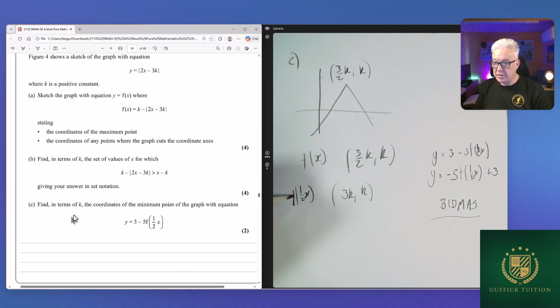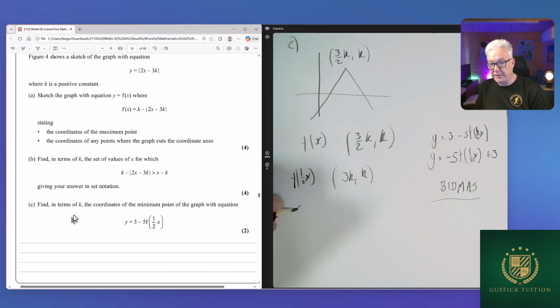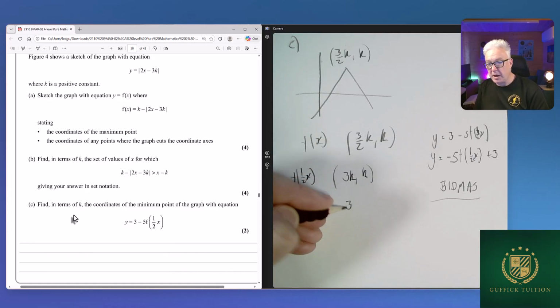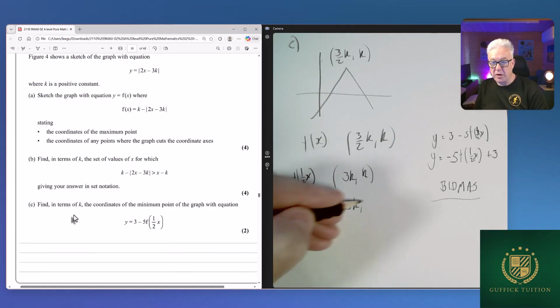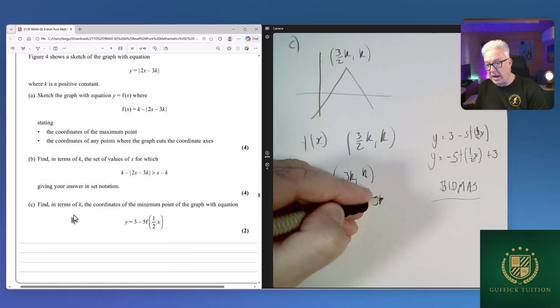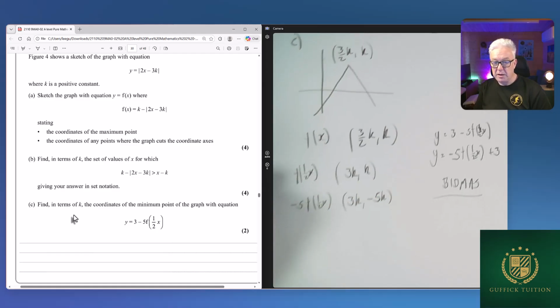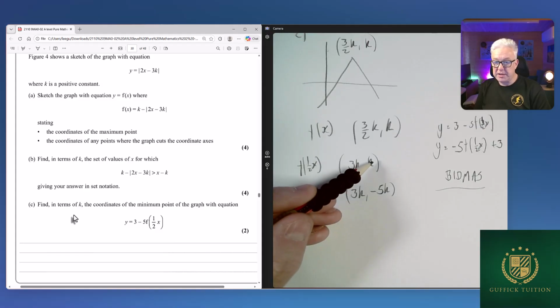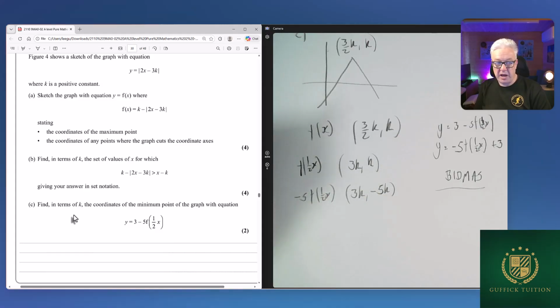Right, let's now deal with the minus 5 times f of a half x. This is going to be a stretch by scale factor minus 5 parallel to the y-axis. So that means we're going to go 3k, and we're going to end up with minus 5k there, like so. So we've stretched it by scale factor minus 5 parallel to the y-axis. Therefore, instead of being k, it's now minus 5k there in the y.